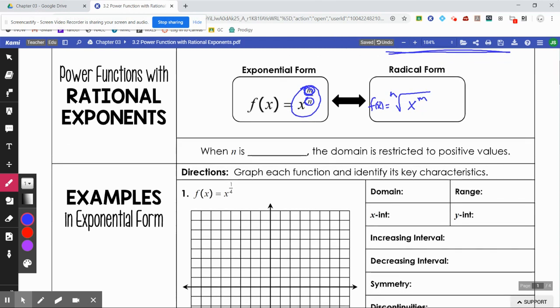When n is even, such as if you have a square root, a fourth root, or a sixth root, the domain will be restricted to only positive values. You cannot take the square root of a negative. You can't take the fourth root of a negative.